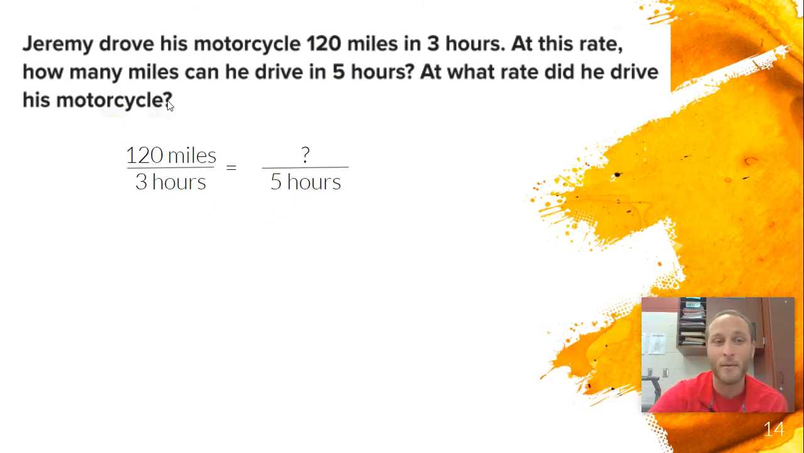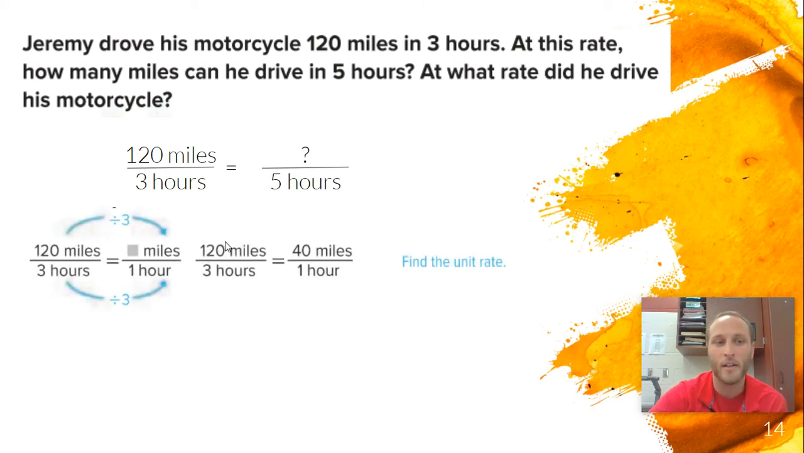So instead, I'm going to take this first fraction and break it down to its unit rate, which means I'm trying to get this bottom number to 1. So if I broke it down to the unit rate, I know that I can divide by 3 out of the top and the bottom. This 3 is going to become a 1 hour, and this 120 is going to become a 40, all right? Because if I take 120 divided by 3, I'm going to get 40. So that means that 120 miles over 3 hours equals 40 miles over 1 hour, which means that 40 miles per hour is my unit rate.